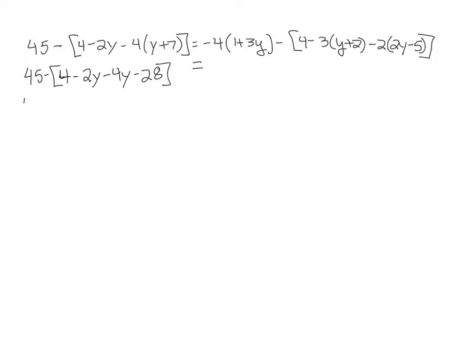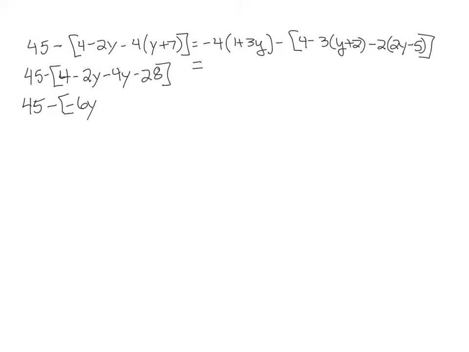Now, inside the brackets, I combine like terms. The minus is still on the outside, guys. So how many y's do I have? I have negative 2 of them and negative 4 of them, which combine to be negative 6 of them.